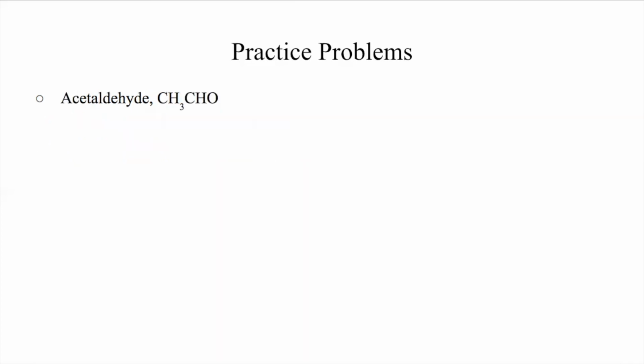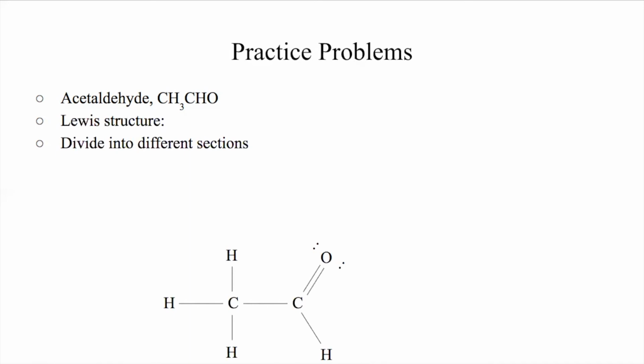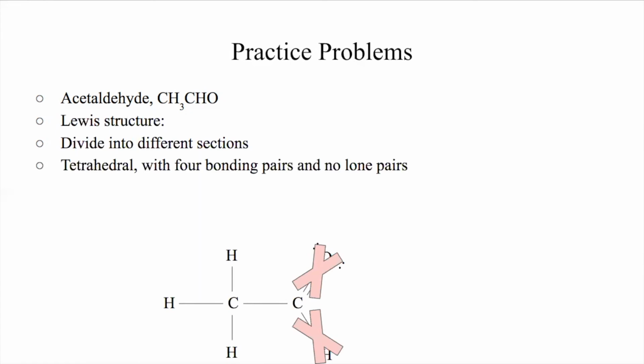Next, let's figure out the bond angles for acetaldehyde, CH3CHO. From the molecular formula and the name of the molecule, we can get a Lewis structure looking like this. Let's divide this into different sections. If we pretend that the oxygen and this hydrogen aren't there, we can see a tetrahedral shape, with 4 bonding pairs of electrons and no lone pairs.